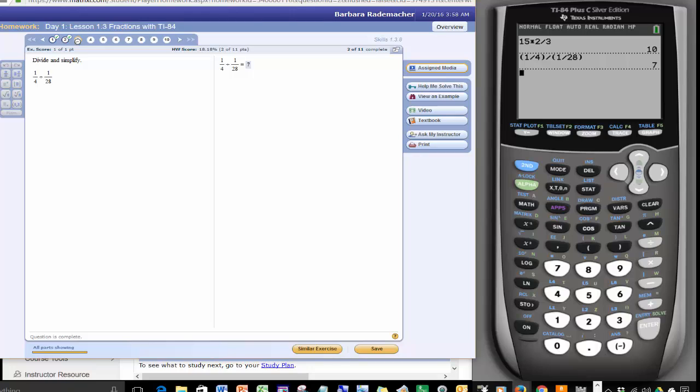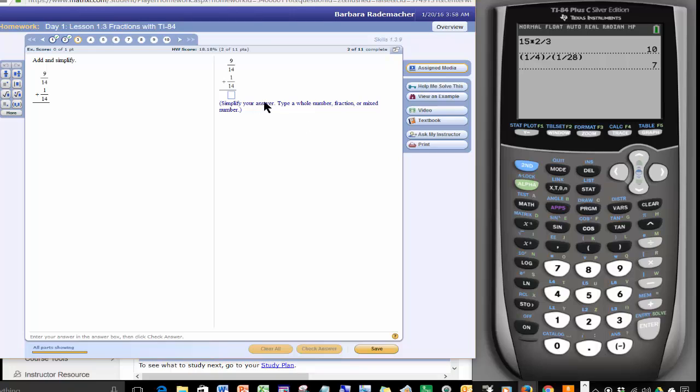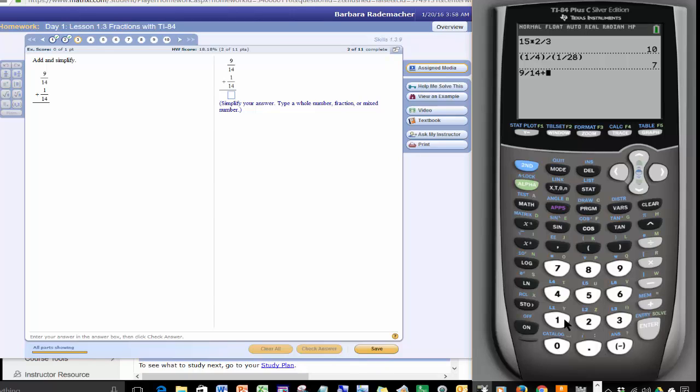So now I go to question 3. Question 3 is 9/14 plus 1/14. Well, that'll be 10/14, and 10/14 reduces to 5/7. But what if you don't know that? Your calculator will do it for you. So when I'm adding, I don't need to use parentheses, but you can if you want to. So 9 divided by 14 gives me 9/14, and then I'm going to add 1 divided by 14, and then I'm going to hit enter.